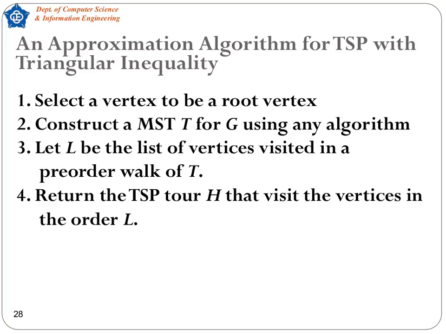Building on our minimum spanning tree discussion, here's a simple 4-step strategy for approximating a traveling salesman tour when distances satisfy the triangle inequality. 1. Pick any vertex to serve as the root. 2. Build a minimum spanning tree of the graph using your favorite MST algorithm. 3. Perform a pre-order walk of that tree, recording the sequence of vertices you visit. 4. Use that sequence as your tour. Just visit the vertices in the order you recorded. This neat approach guarantees a tour whose total length is at most twice the optimum.